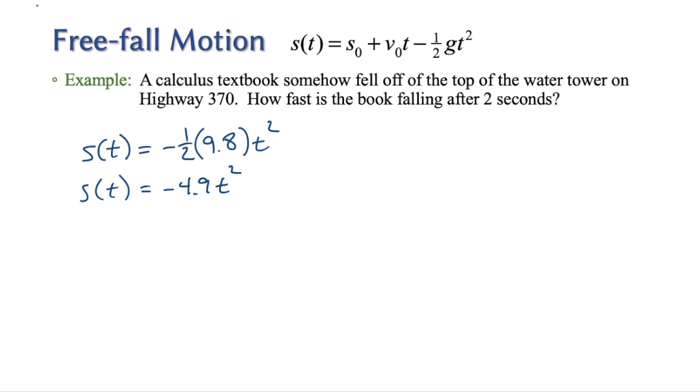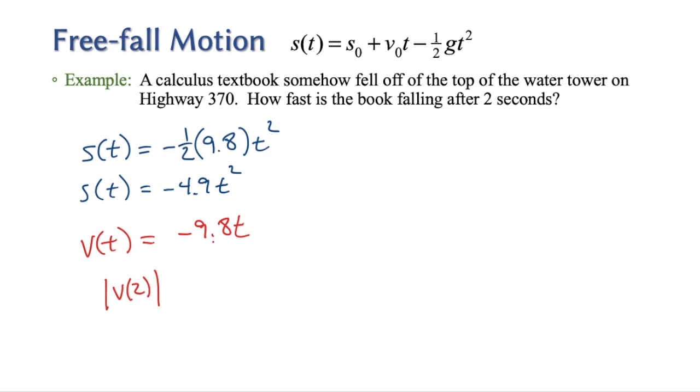So now the first question we're looking for, of course, is how fast is the book falling after 2 seconds? Since we're looking for a question of speed, we want to go ahead and calculate what the velocity is. So in this case, our velocity is going to be negative 9.8 t. And once we have that, we can plug 2 into it. But not only that, we want to plug 2 into it and do the absolute value, because again, we're simply looking for speed.